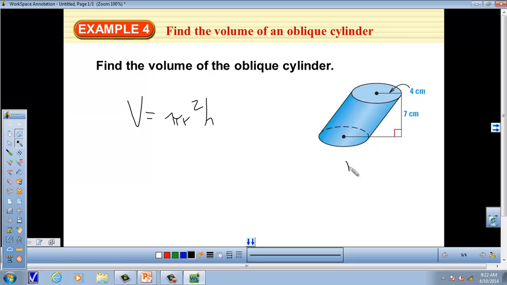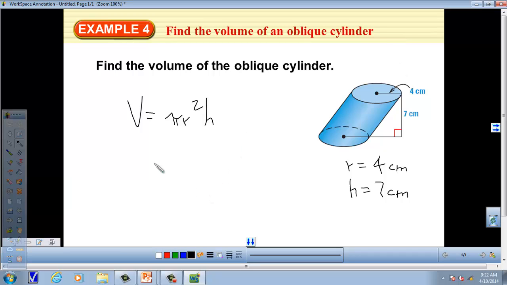height. So we need to know our radius, which is 4 centimeters. And we need to know our height, which is 7 centimeters. The height is not from here to here. It's straight up and down. So if they do happen to give you this, and then let's say they give you this distance right here, you would have to use Pythagorean theorem to find the height. Okay?